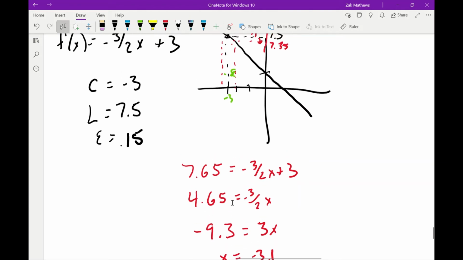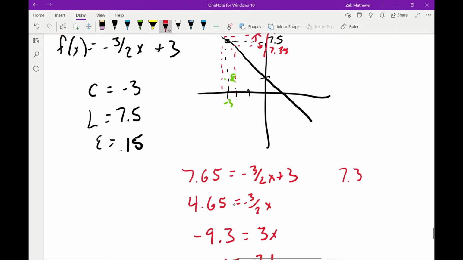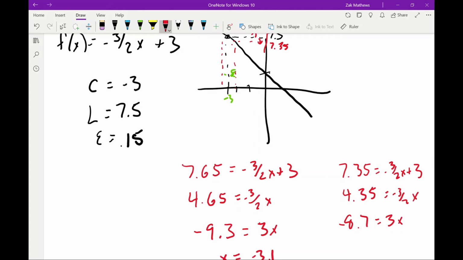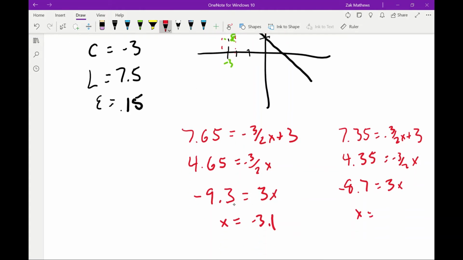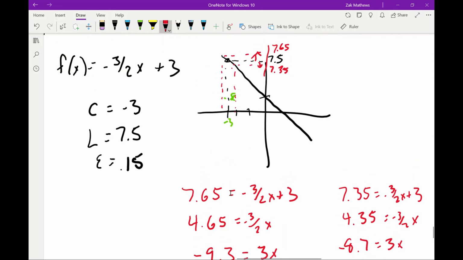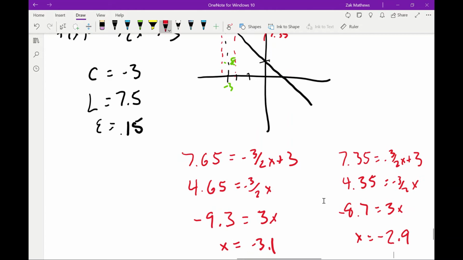And then I'm going to take the 7.35, the other value. I set that equal to negative 3/2 x plus 3. I subtract the 3 over, that would be 4.35. Negative 3/2 x, multiply the negative 2 over, that would be negative 8.7 equals 3x. So my x is going to be equal to negative 2.9. So I've done these kind of out of order, not really out of order. They're fine.